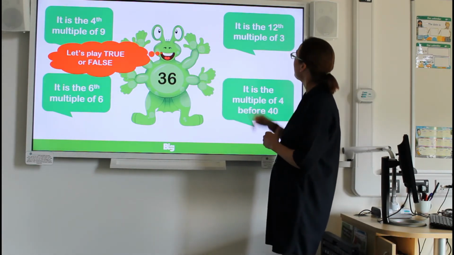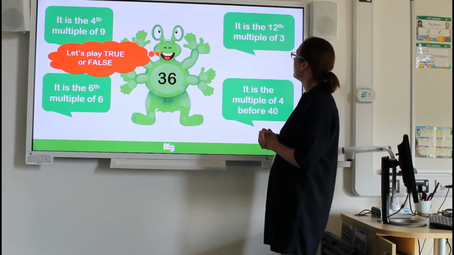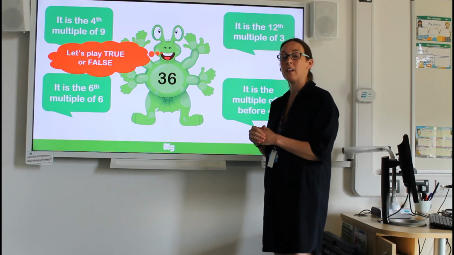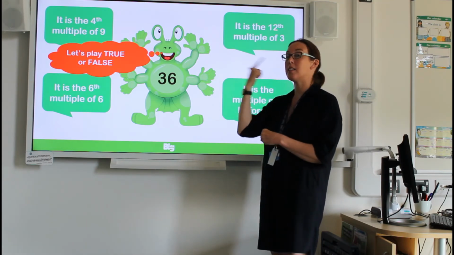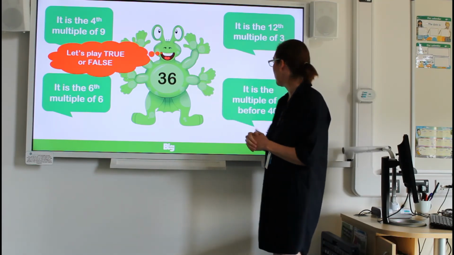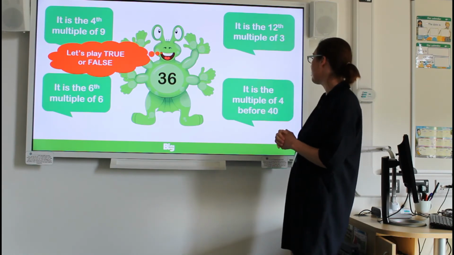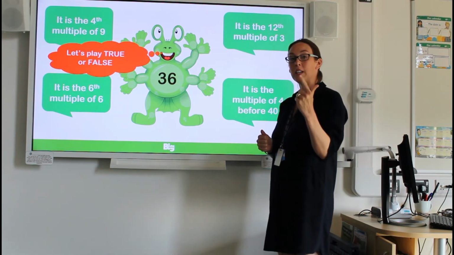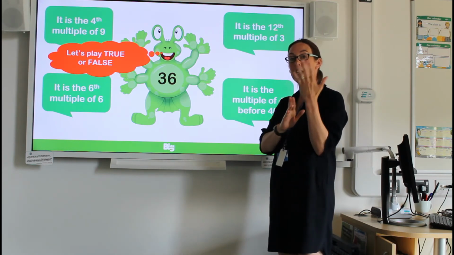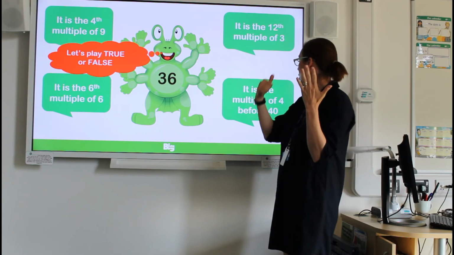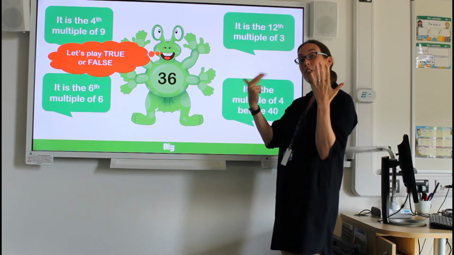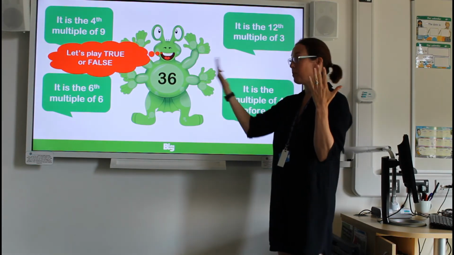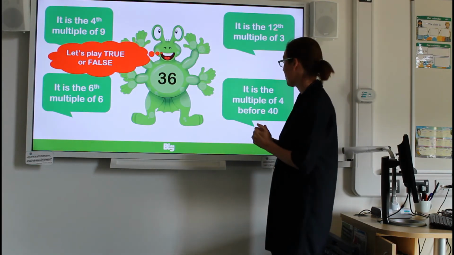Also true. It is the 12th multiple of 3. Well, we know that 10 times 3 is 30, so let's count on from there. 30, 33, 36. There we go. And it is the multiple of 4 before 40. Let's count in our fours. 4, 8, 12, 16, 20, 24, 28, 32, 36, because the next multiple would be 40, wouldn't it? Well done.